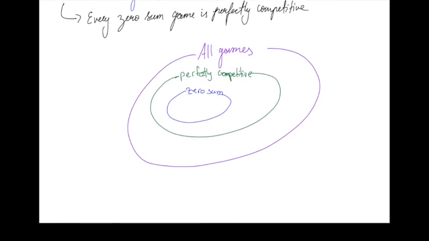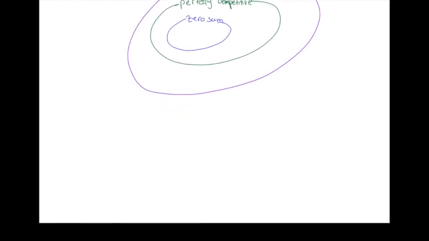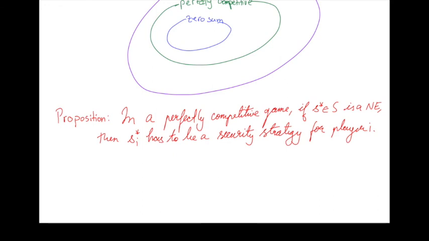Now, if we go back to our definition of security strategies, it's pretty clear to see that because the preferences over the outcomes are diametrically opposed for the two players, if you have a Nash equilibrium of a perfectly competitive game, then you don't have to be paranoid to think that the other player is out to get you, because they are out to get you, because the best thing for them is the worst thing for you. So intuitively, it becomes very clear that you have the following result. It says that if you have a Nash equilibrium of one of these games, then each player has to be playing a security strategy.